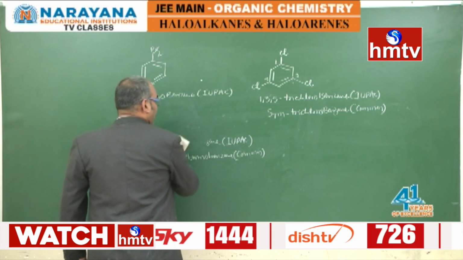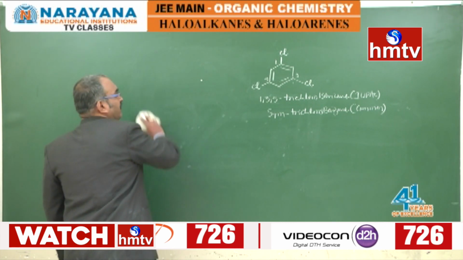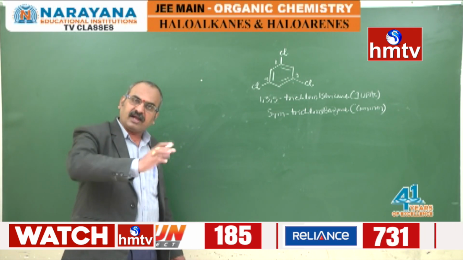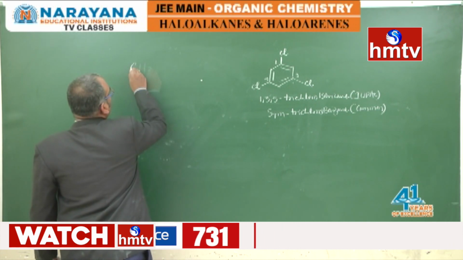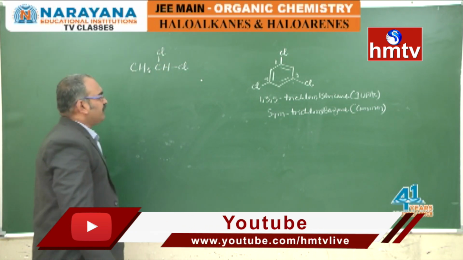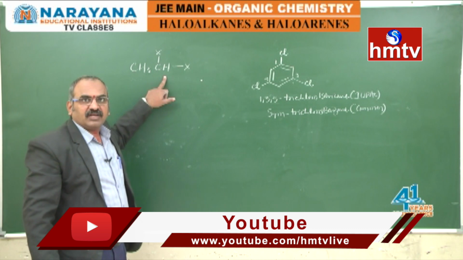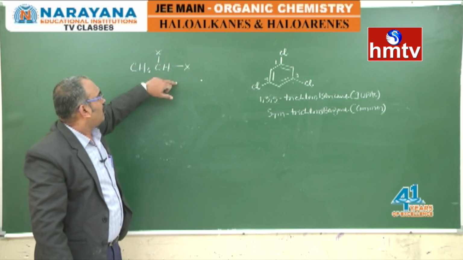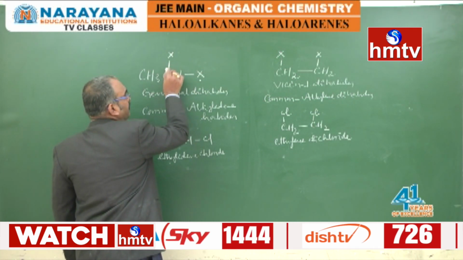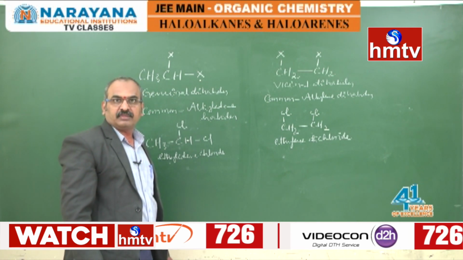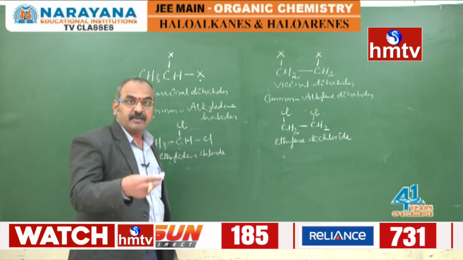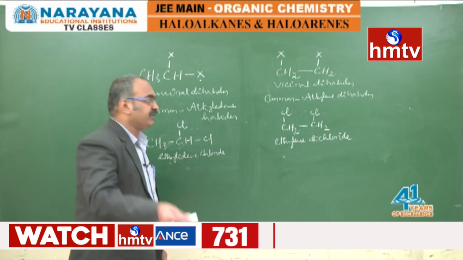Now we have another important class of nomenclature here. Whenever 2 halogens are present on the same carbon atom of a carbon chain, or on adjacent carbons of a carbon chain, this is an important class of compound. Here both the halogens are on the same carbon. If 2 halogens are on the same carbon, they are called geminal dihalides. Geminal means twins. In the common system, the geminal dihalides are named as alkylidene halides.